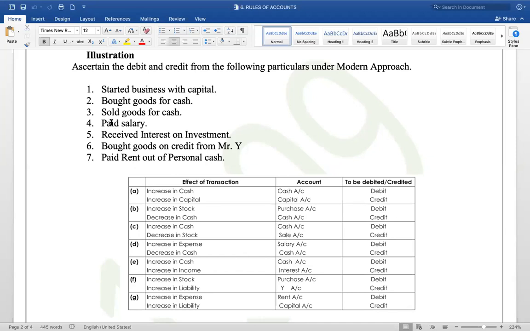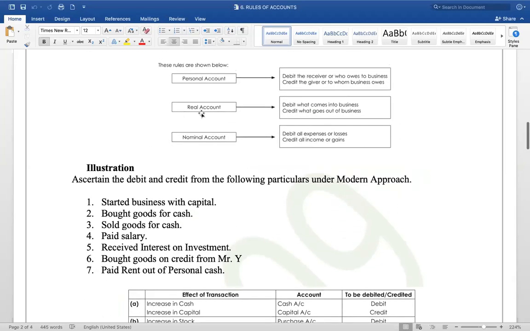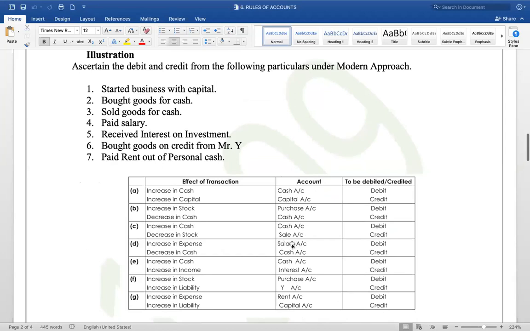Next, paid salary. Salary is a nominal account. And how are you paying the salary? In the form of cash. Cash is a real account. Cash is going out. Credit what goes out. Debit all expenses. Therefore, salary account debit to cash account. Cash is going out, therefore credited. Salary is an expense, therefore debited.